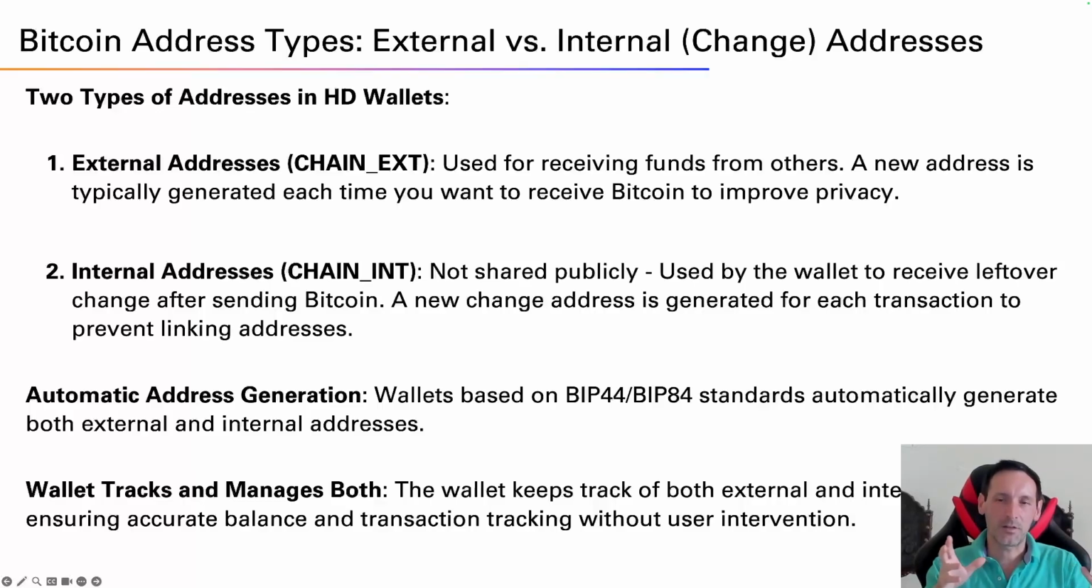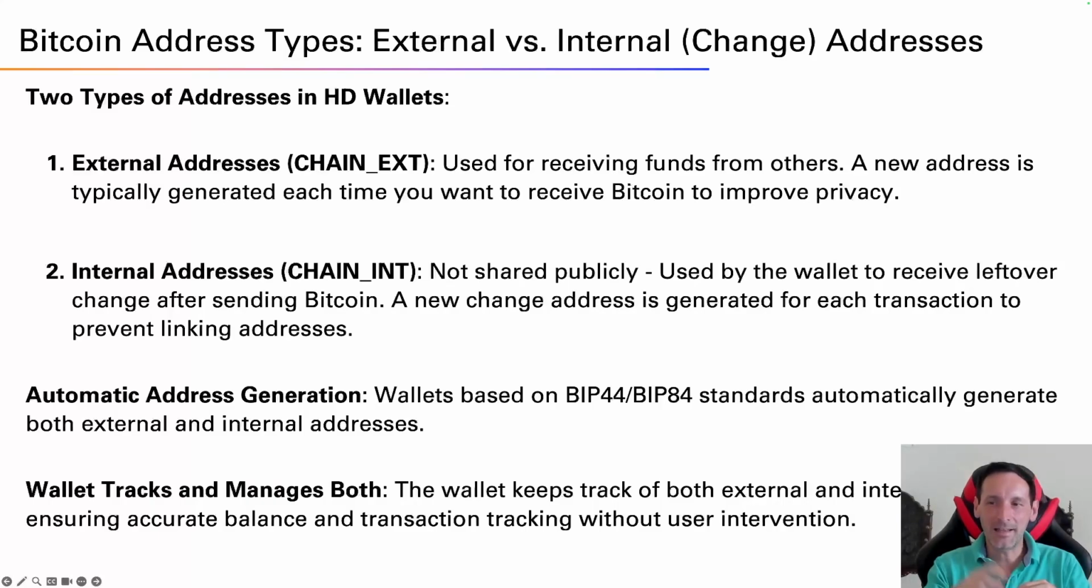What this slide is trying to convey is that there are two main types of addresses used in Bitcoin hardware wallets: the external addresses and the internal addresses, which are change addresses. Let's clarify the terminology here. The term chain refers to the fact that the wallet is generating sequences of addresses, allowing different branches or chains of the derivation tree.